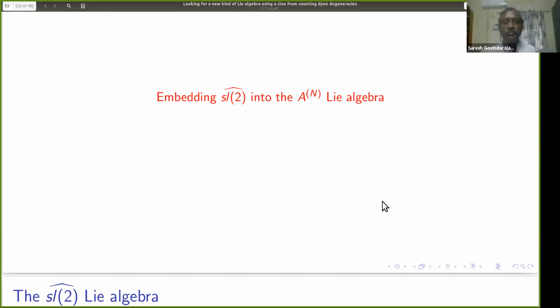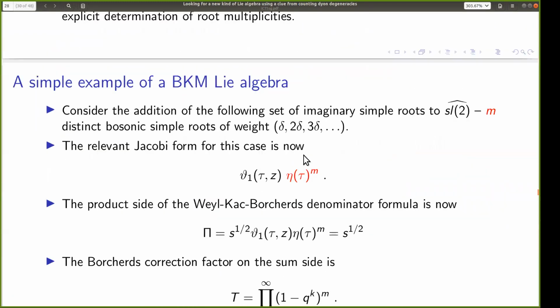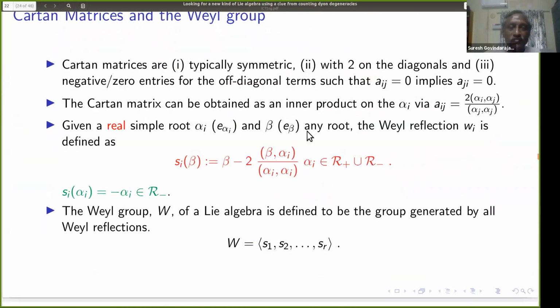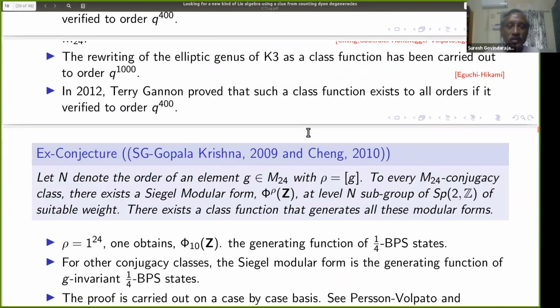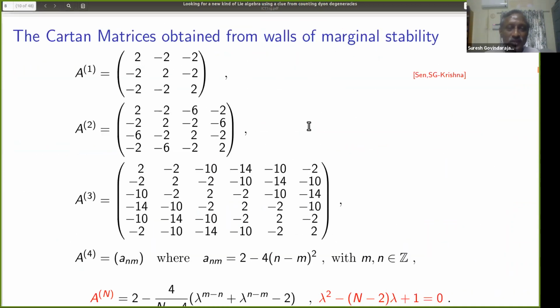Okay, good. So the trick here is, what is this SL2 hat I'm talking about? This makes use of a particular feature of the Cartan matrices. Sorry, I have to go back. I'm not doing it efficiently, it doesn't matter.